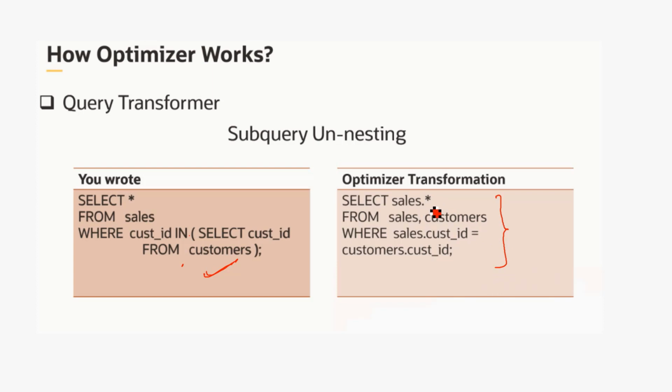Select sales.* from sales, customer where this one. So you don't have to worry where we will get this transformed query from. It will be with the optimizer itself. You should be focusing on your query. If your query is wrong, then the optimizer won't be able to transform that query. So make sure you trigger the correct query.